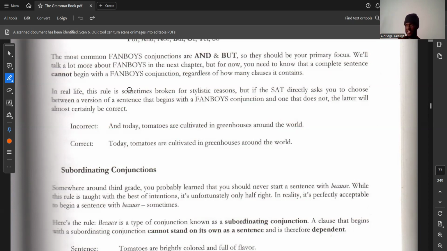I saw a period. I saw a semicolon. I just looked at C and D, but I saw D was creating a fragment. I scratched it and C was my answer. So a good way with the SAT is also quick elimination, and you just keep moving real quickly.